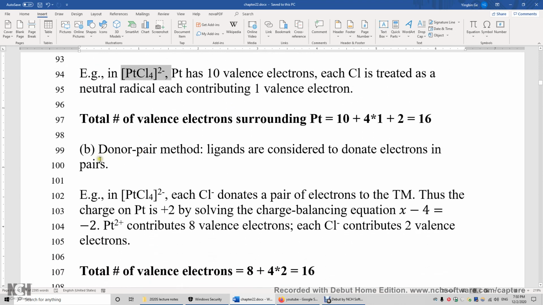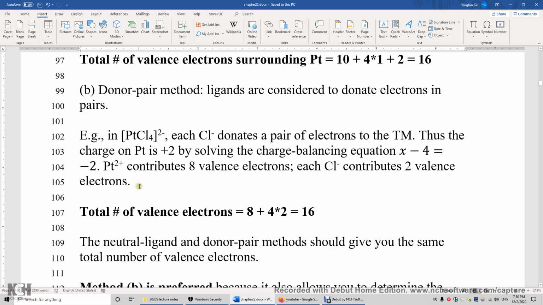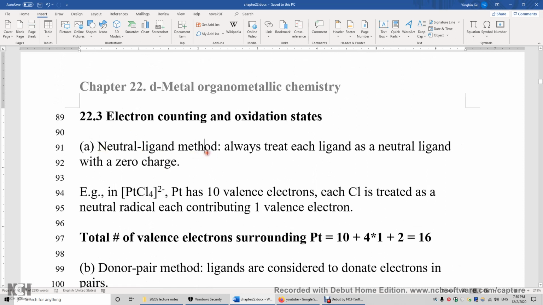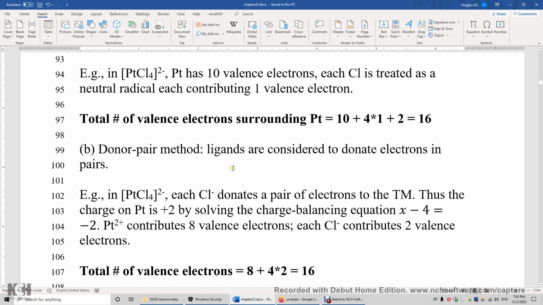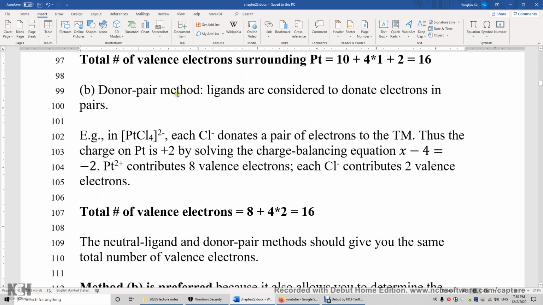And also, there's an advantage of using the donor pair method. When you use the donor pair method, you determine the oxidation number of the transition metal. And the oxidation number on the transition metal is very useful information. So always use the donor pair method. Forget about the neutral ligand method, although it may give you the same number of valence electrons. So again, do use the donor pair method.